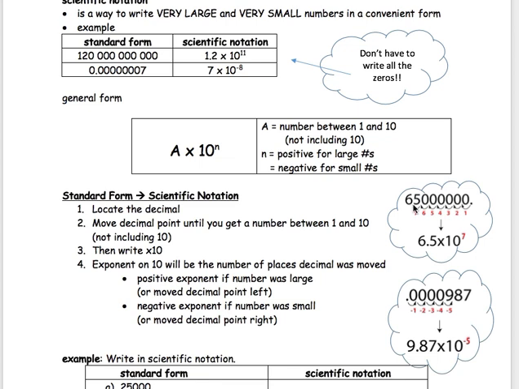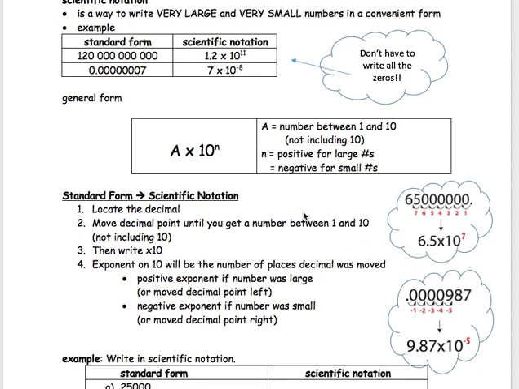If you were just having too much fun and making a whole bunch of arrows like this and went one more over, you would have 0.65. 0.65 is too small. It's not between 1 and 10. It's lower than 1. So that's what you're going to do. You're going to move it until you get a number between 1 and 10. And so here it is, 6.5.